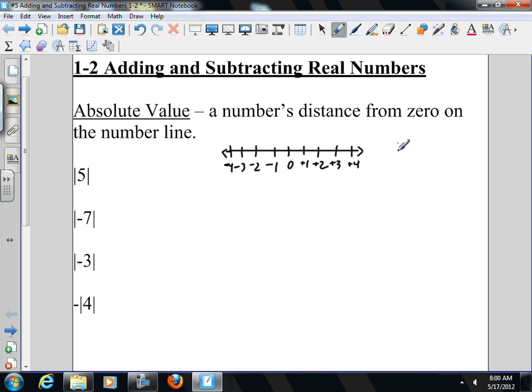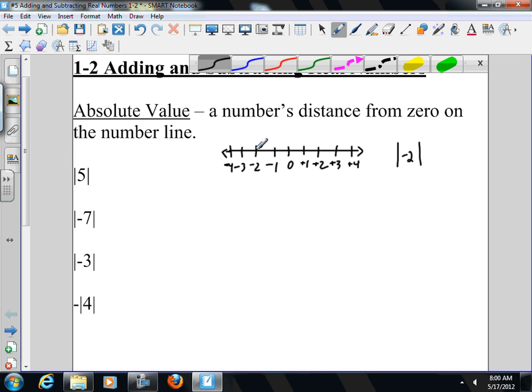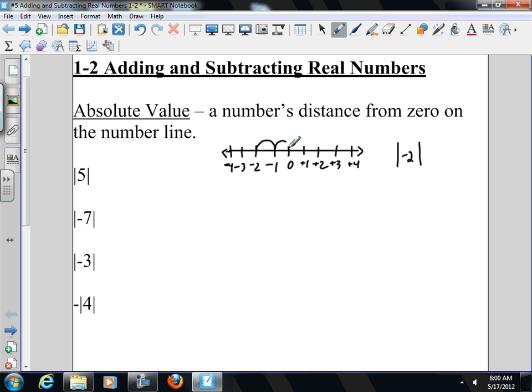If you want the absolute value of a number, and this is the symbol for absolute value, say, of negative 2, that is that number's distance from 0 on the number line. So here's negative 2. How many spaces do you have to go to get to 0? Well, that would be 2. If you have the absolute value, say, of 3, how many spaces from 3 do you have to go to get to 0? And that would be 3.